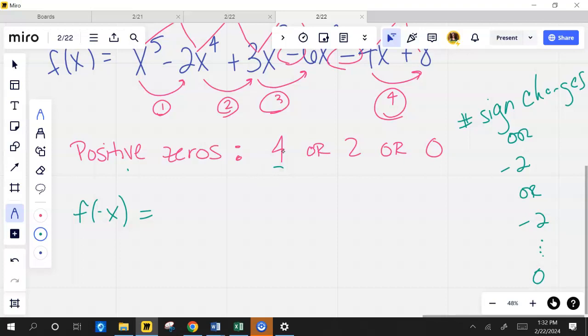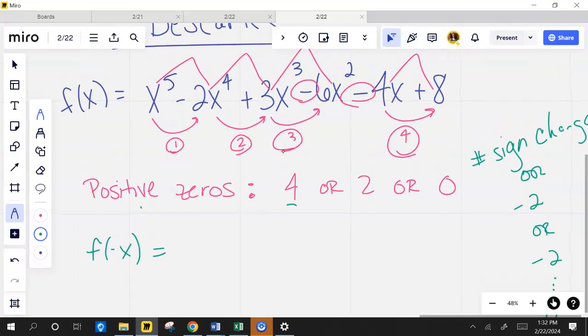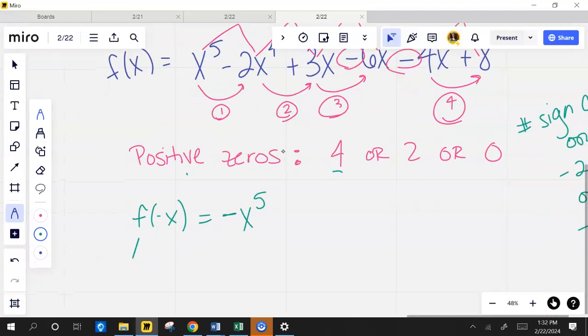So if I put a negative in the same equation for every x, that means this would be negative x to the 5th. Does it change the sign on the power of 4? No. It is a little crazy. Here's your in a nutshell. It changes the sign of every odd power. It keeps the sign the same for every even. Every time.